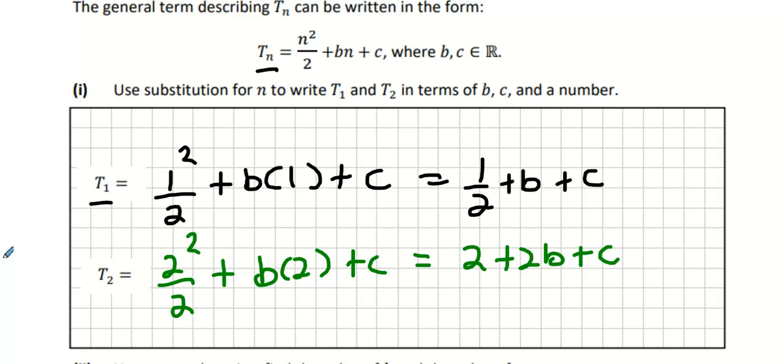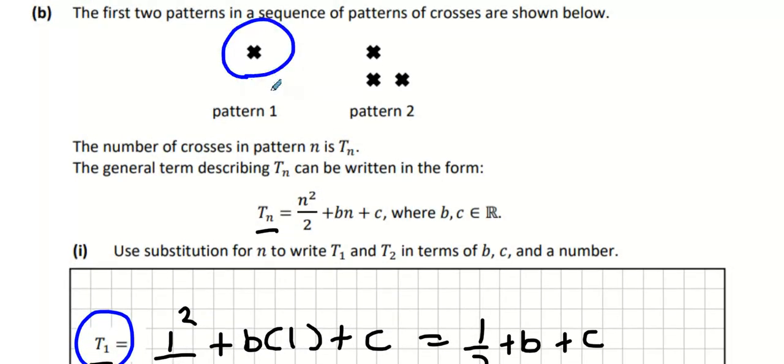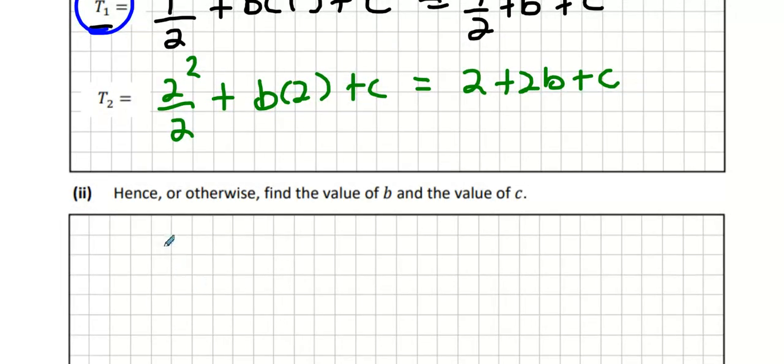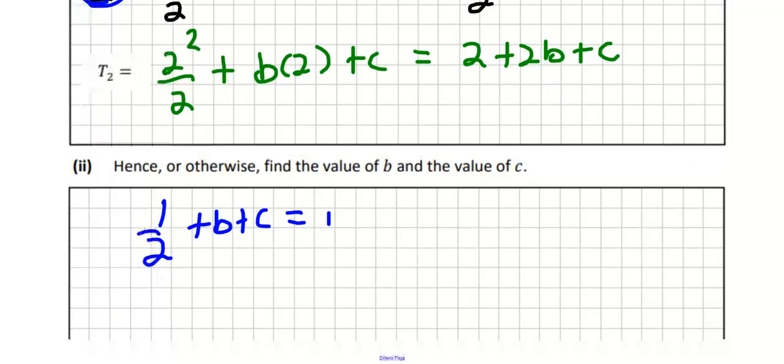Okay, see the way that says t1? What is t1? T1 is 1. So we know that a half plus b plus c actually has to equal 1. And what about the other one? What's t2? Go back up the top here. What's t2? 3. So t2 is 3. So we know that 2 plus 2b plus c equals 3.